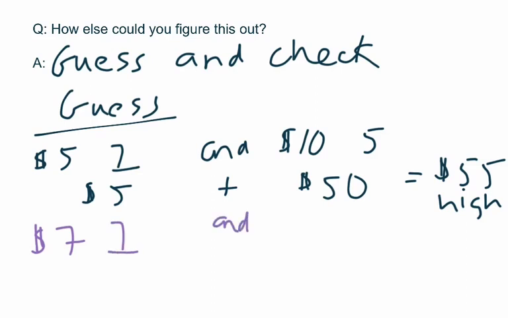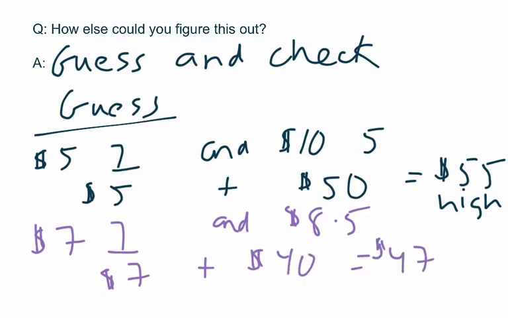And so I brought that up. So that would be 8 $5 bills. And so that's $7 plus $40, and you got it doing just like 2 guess and checks. You just pick something and then you make the adjustment.